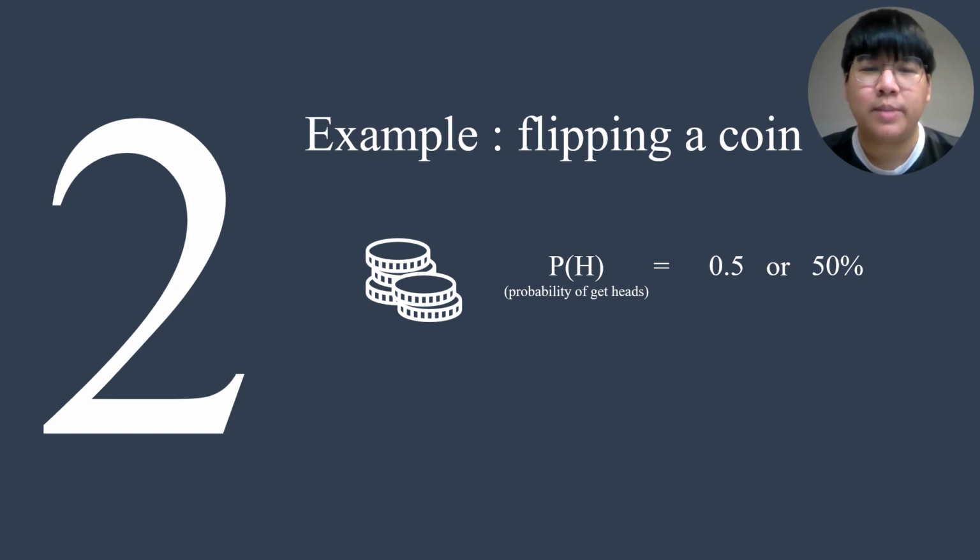One of the simplest examples of probability is flipping a coin. Now, if I asked you what is the probability of flipping a head, both of you would tell me that's 0.5 or 50%. But how did you come up with that?